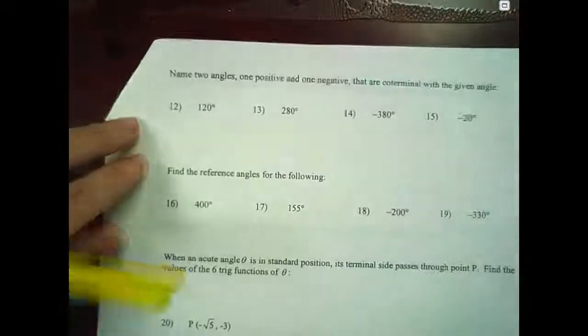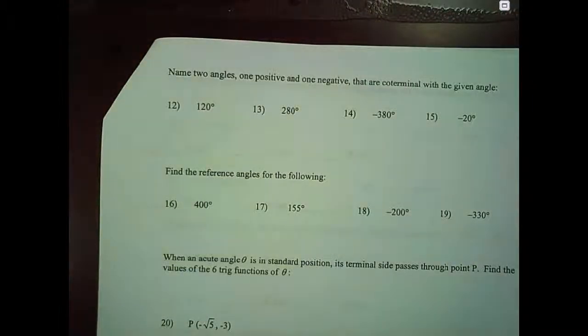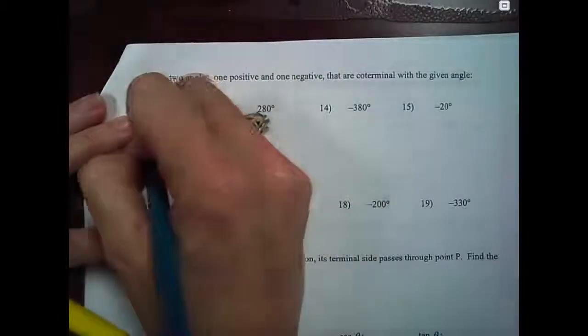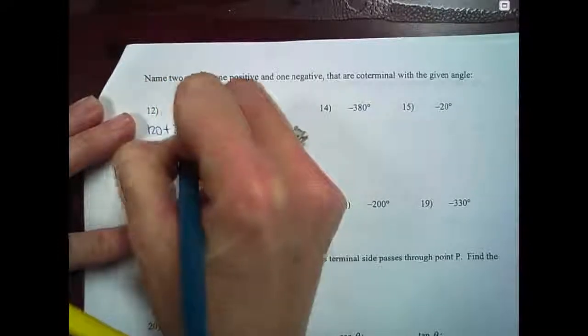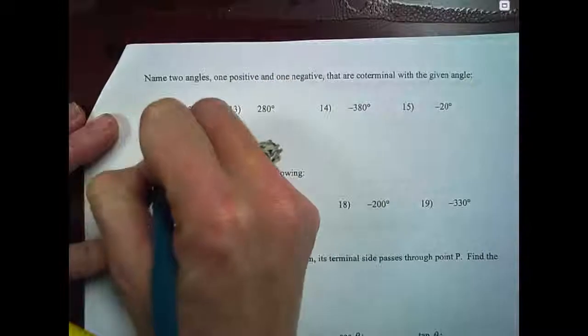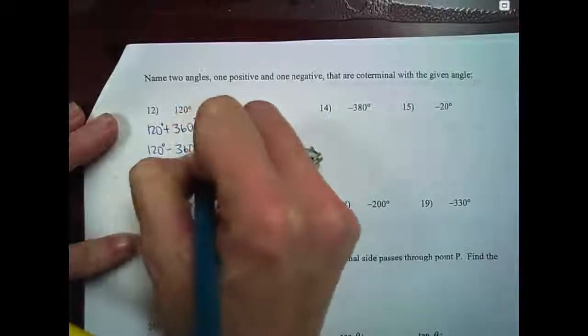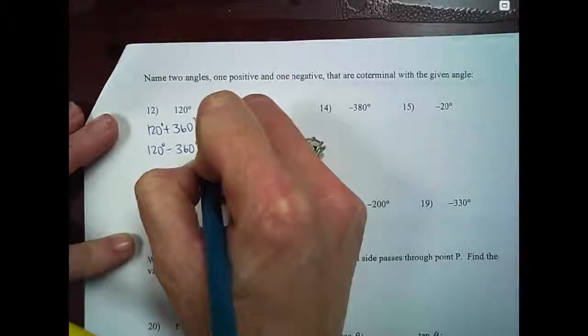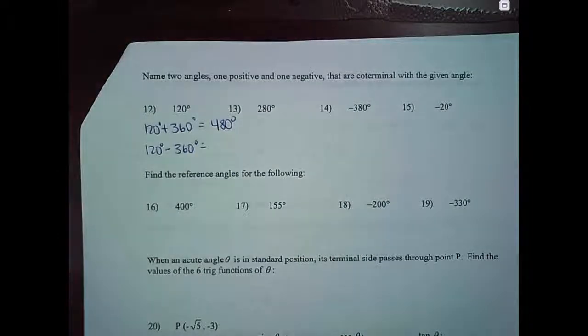Maybe we'll remember this a little better. Name 2 angles, one positive, one negative, that are coterminal. How do you make a coterminal angle? What do we have to add and subtract? Do you remember? 360. Yay! So we know this one then. 360. So you take the 120 and you add 360, giving you 480 degrees. And you take the 120 and you subtract 360, giving me negative 240.